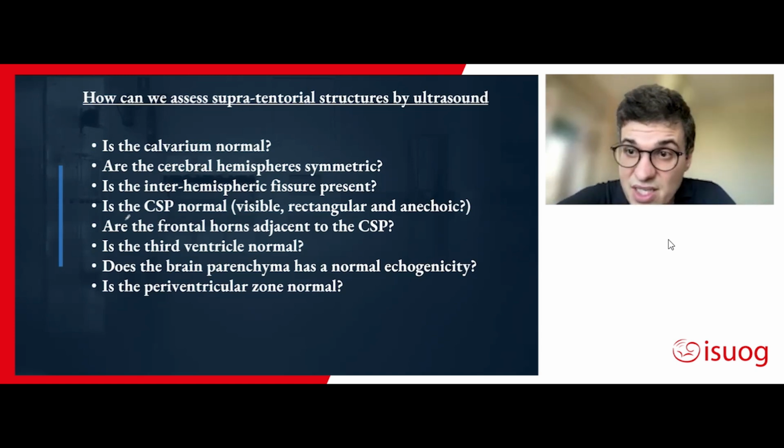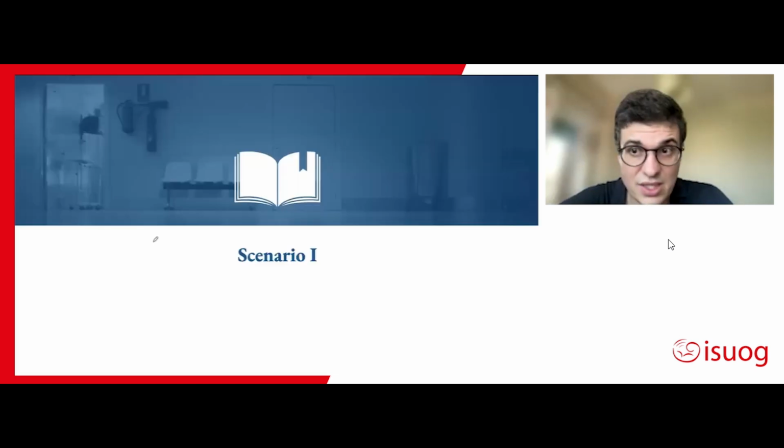The others are specific to the anterior complex, cavum septi and corpus callosum. Is the cavum septi pellucidi normal? In order to define a cavum septi pellucidi as normal, it should be visible, rectangular, and anechoic. Are the frontal lobes adjacent to the cavum septi pellucidi? Is the third ventricle normal? Of course, these are the most common clinical questions which tell us whether the corpus callosum is normal or not. So let's go through the different clinical cases.